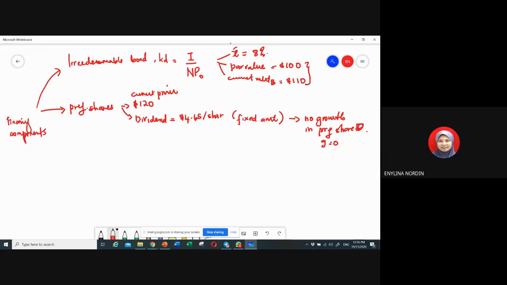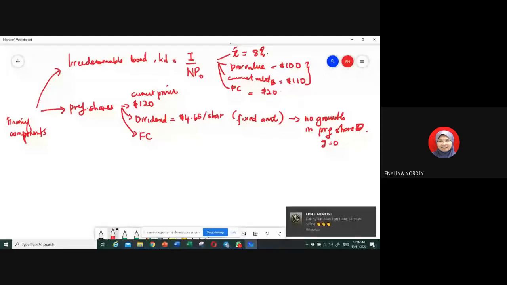Okay, what else? Issuing the preference shares, again, the company has to bear the flotation cost, same as the irredeemable bond here. What is the flotation cost for issuing the irredeemable bond here? That is 20 ringgit. It's already calculated for you. But for the preference shares, the flotation cost is determined depending on the market value per share. So that is 2% of the market value of the preference shares.